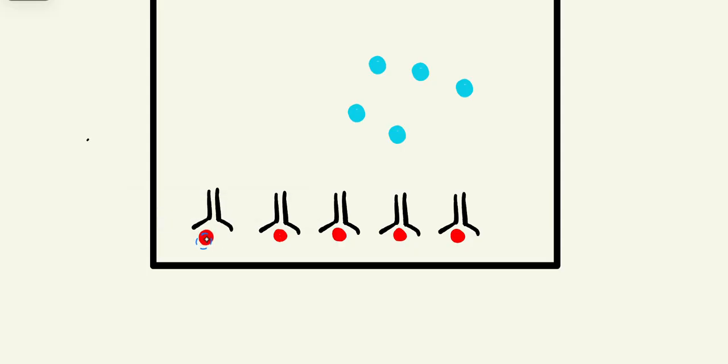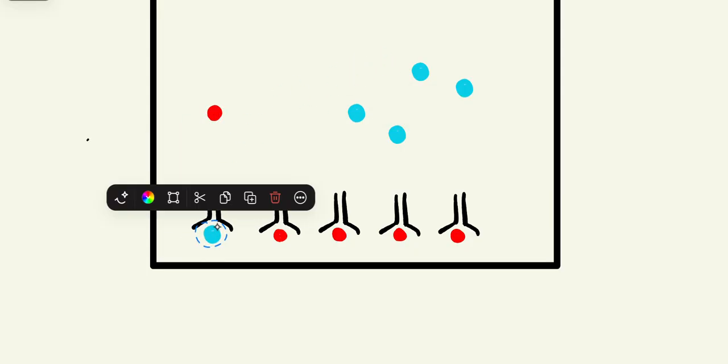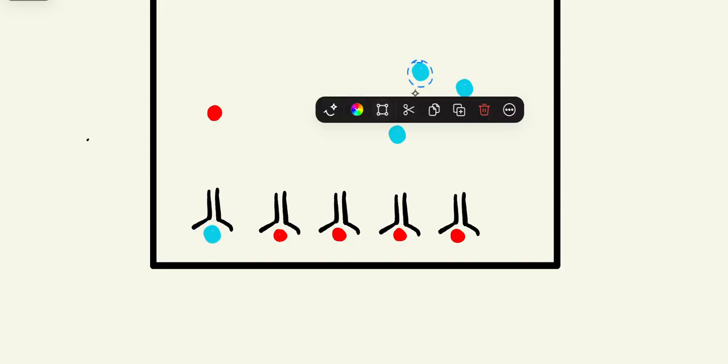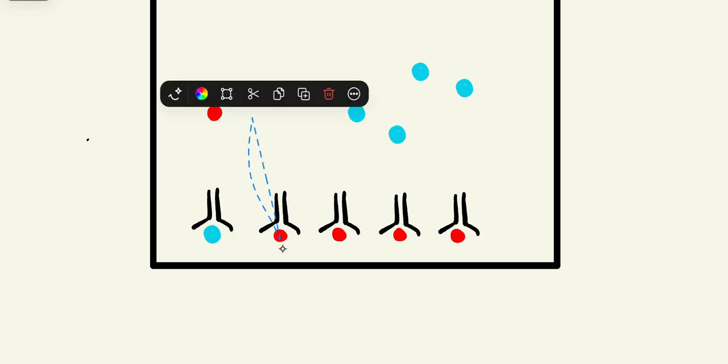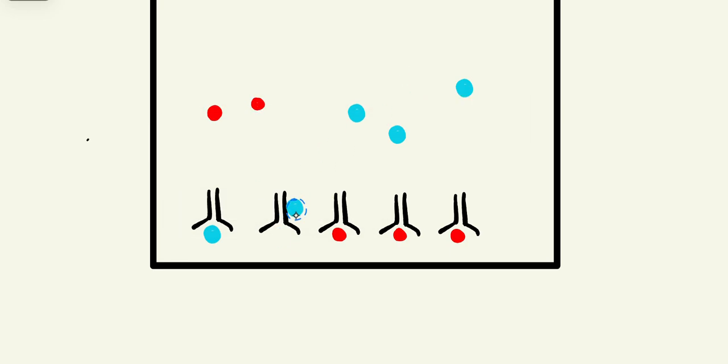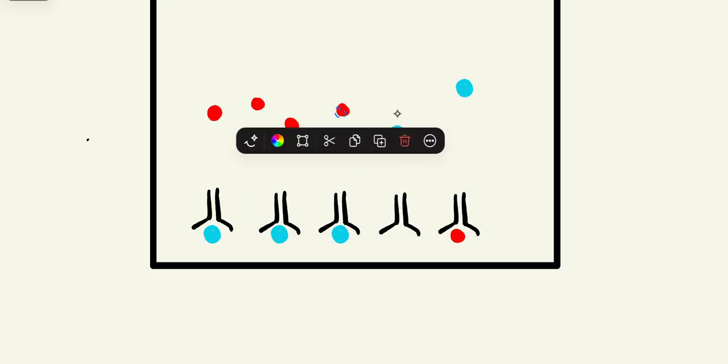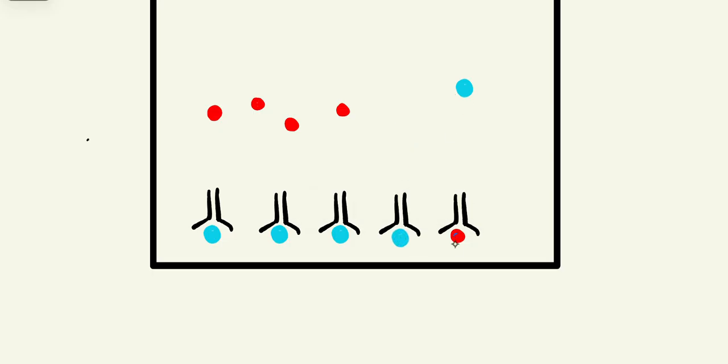So as a result, the radio label will be removed, and the normal ones will bind. So this will be removed, and this will be bound here. Then similarly this one will be removed, this will be bound here. Then this will be removed, this will be bound here, and similarly this will be removed and this will be bound here. Now after this we can perform various methods wherein we can separate these removed radio labeled antigens from the solution, so that only these remain.